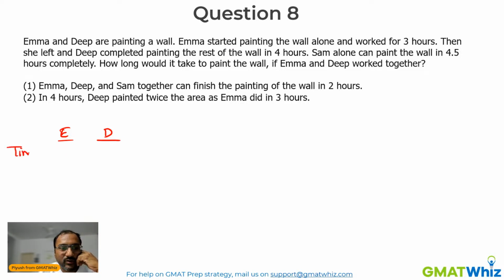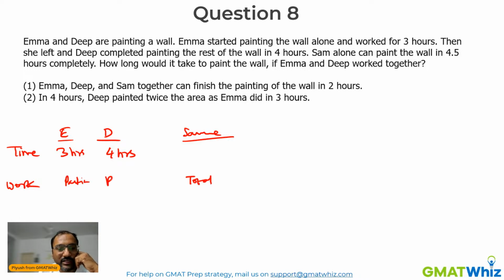So the time that she used to work for is 3 hours, basically. D painted the rest of the wall for 4 hours. Sam alone, okay, Sam is a separate person. He can do the entire work. Okay, so work in this case is the total work. In this case, it's a partial work. Okay, I'll just write down partial work. So this guy can do the entire work in 4.5 hours.